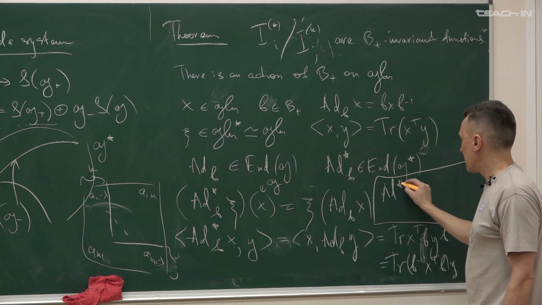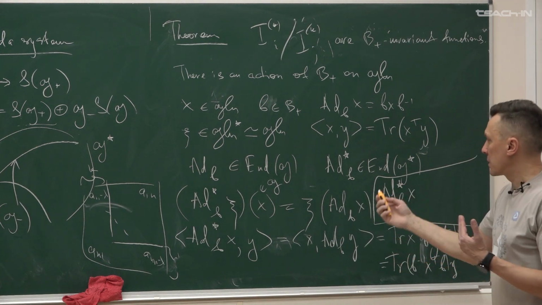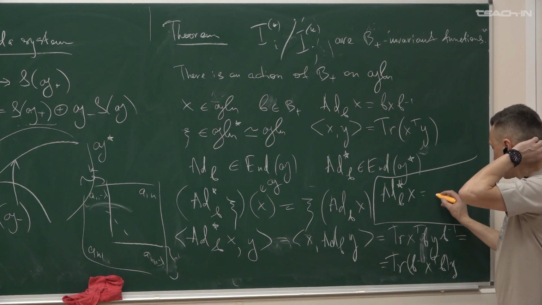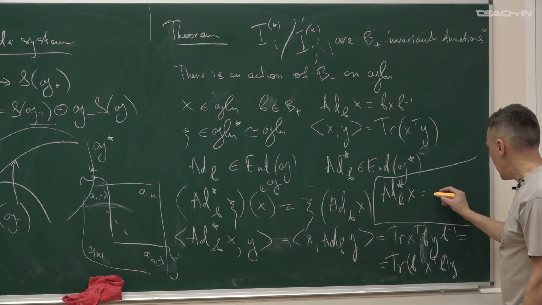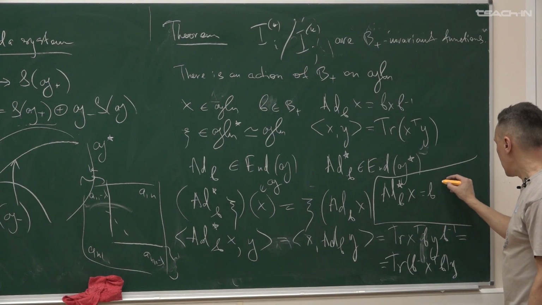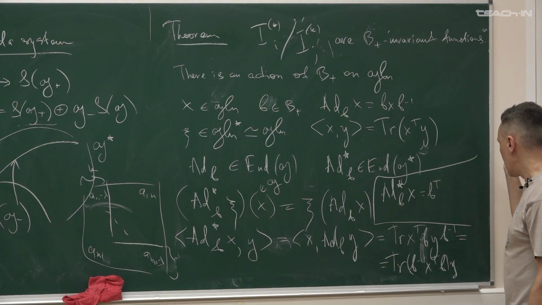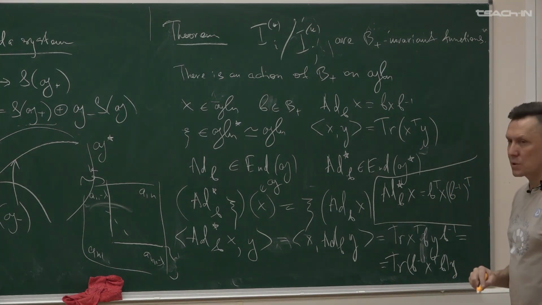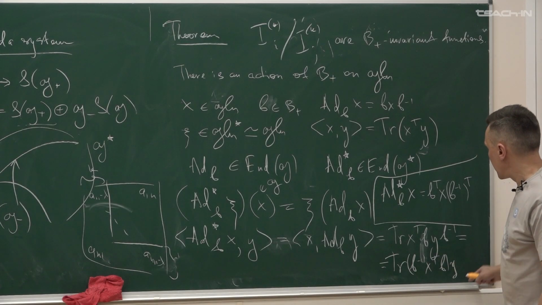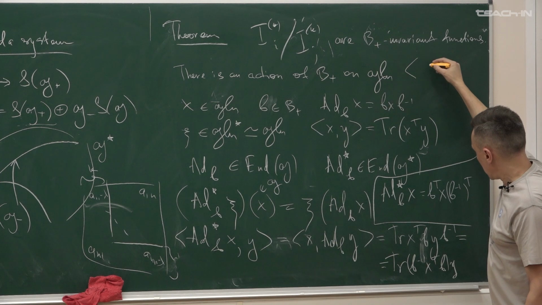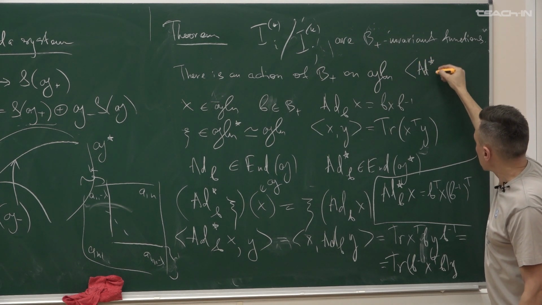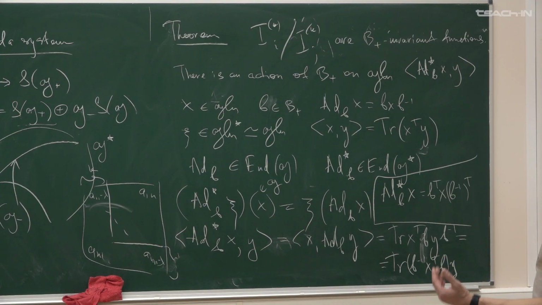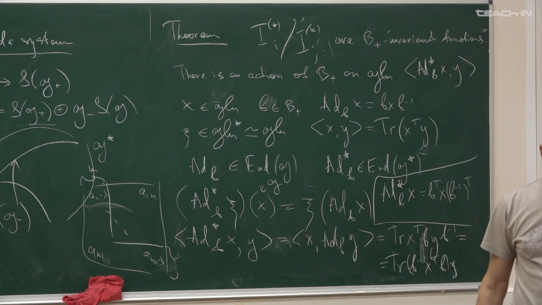It means that the joint action of B on X, if we identify G and G star, is B transposed X B minus 1 transposed. So I have to represent this as the action of Ad star B of X with Y. This, if I understand well, is just this expression.